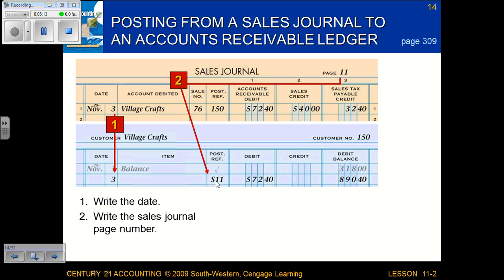We want to make sure we do this so that if we ever have a question, if Village Crafts comes in and says, hey, why do I owe this? I don't know where this is coming from. You can go back and go, oh, well, I'll look at sales journal page 11 and see if maybe we wrote this number wrong or something.